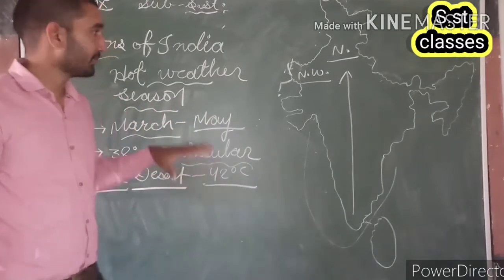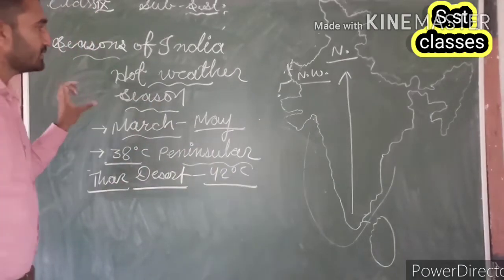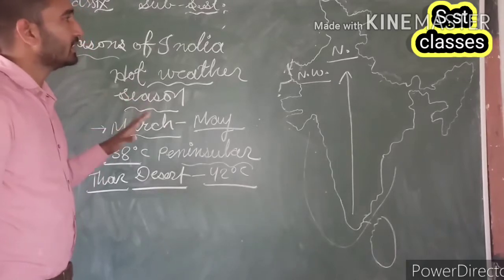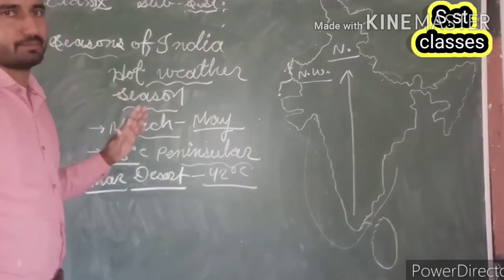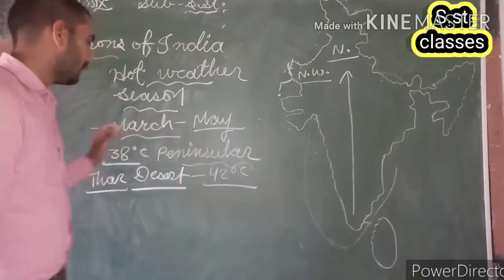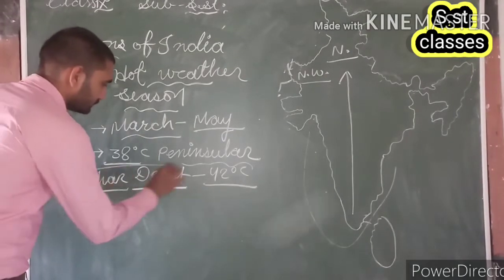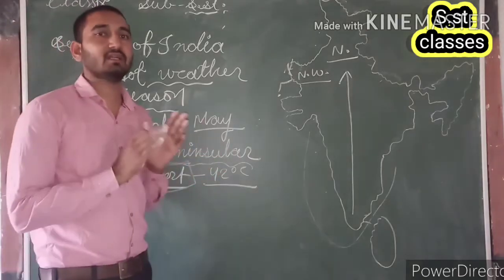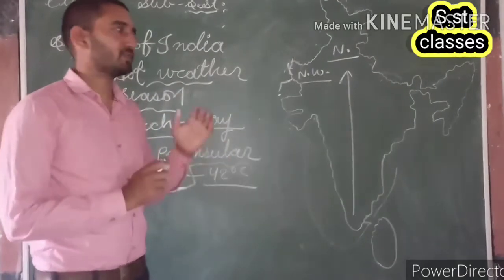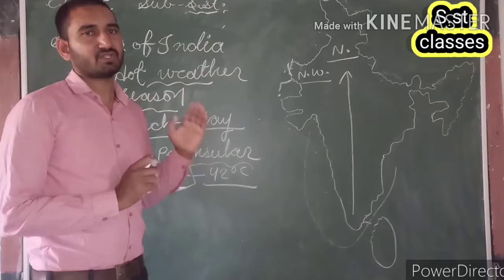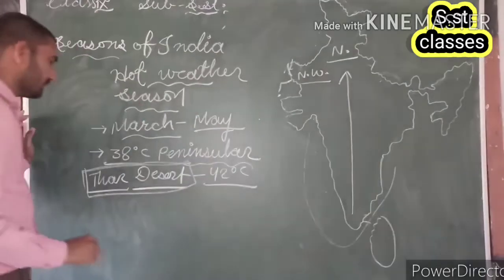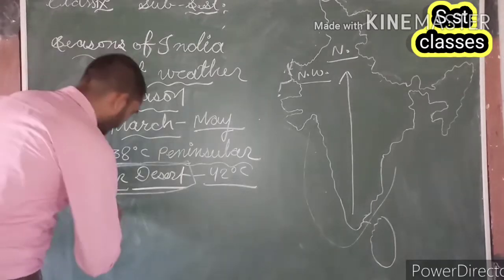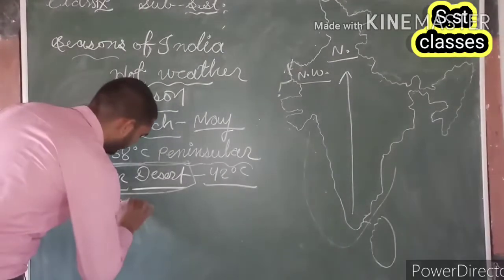Is that clear, guys? At the time of hot weather season in India, a situation of low pressure is created over the Thar desert area. We can say that the middle part of the country is prevailed by the low pressure trough, and in this way hot winds blow here, which are known as loo.